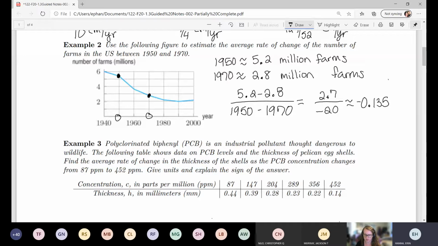The units of the slope are actually kind of nice because it's easy to walk yourself through. If you ever forget how it goes, just look at the numbers that you have here. The numbers in the numerator were in millions of farms, and the numbers in the denominator were years. So the units of the slope are just going to be the units of the numerator divided by the units of the denominator. So we'll have million farms per year.